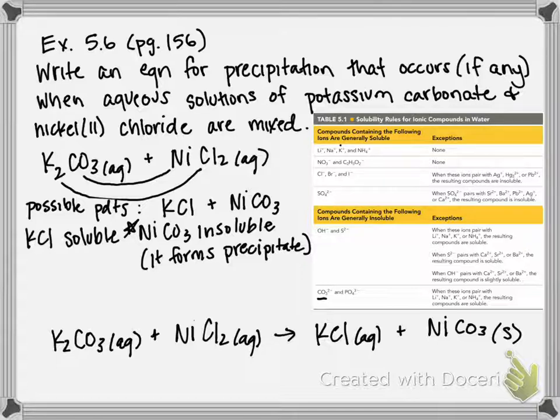So now we have to make sure the reaction is balanced. I have 2 potassiums on my reactant side, which means I need to put a 2 in front of potassium chloride. That gives me 2 potassiums on either side, 1 carbonate, 1 nickel, and then 2 chlorines here, 2 chlorines here. So now I am balanced, and this is my final complete balanced reaction. A precipitation reaction does occur because I am forming the solid nickel carbonate.